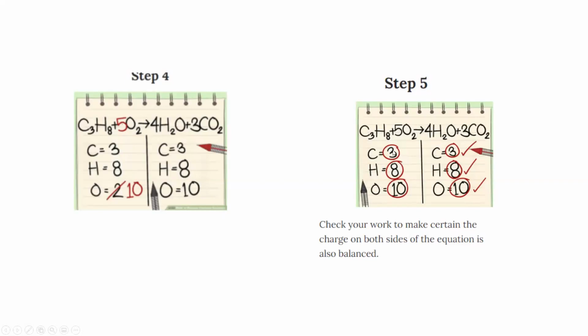And at the end, you have 3 carbon and 3 carbon, 8 hydrogen and 8 hydrogen, 10 oxygen and 10 oxygen. In this case, when you have the same number of atoms in the reactants and in the products, you say that the equation is balanced.